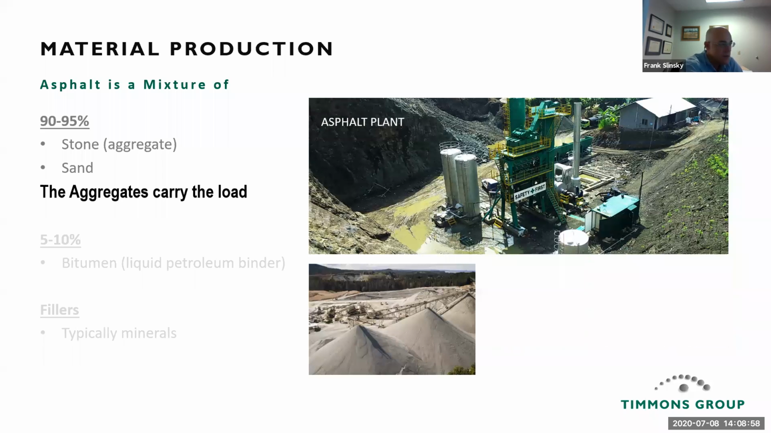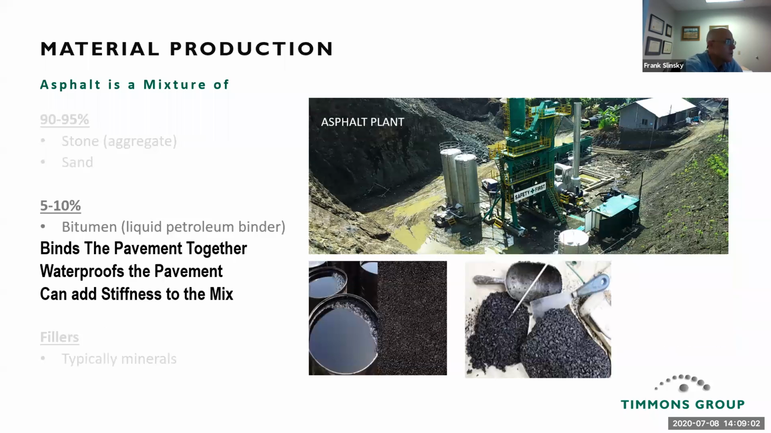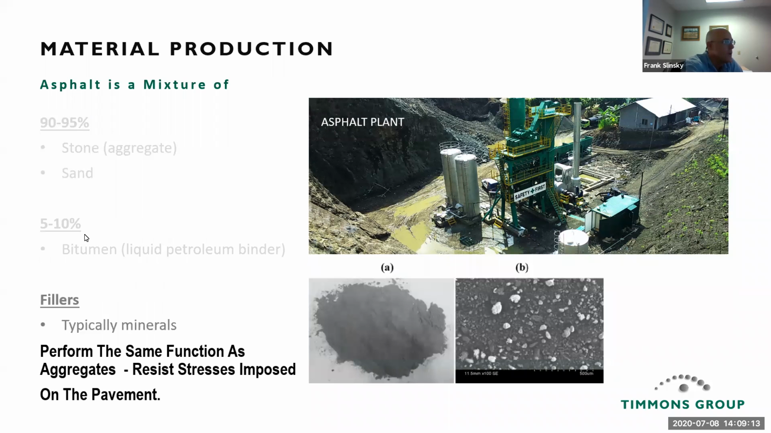The aggregates carry the load. The binder or bitumen binds the pavement together, waterproofs the pavement, and can add stiffness to the mix. And the fillers perform the same function as aggregates. They resist the stresses imposed on the pavement.